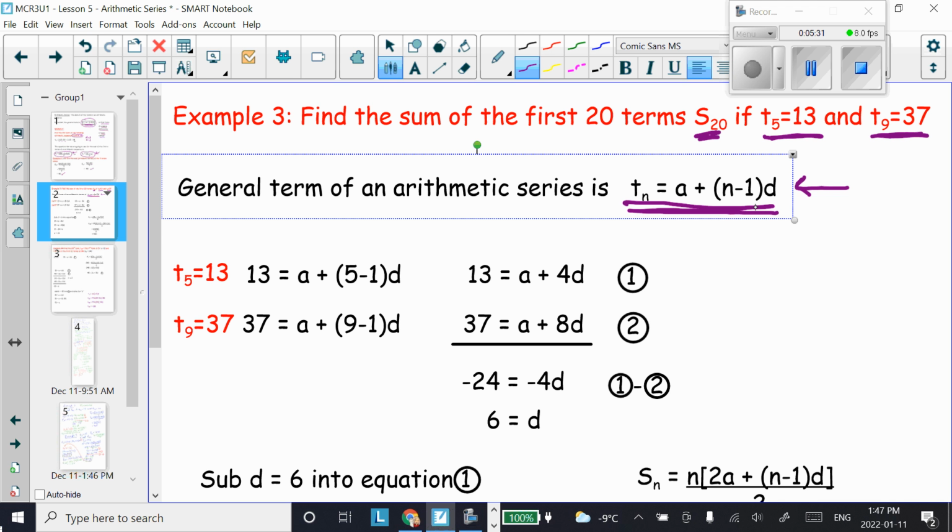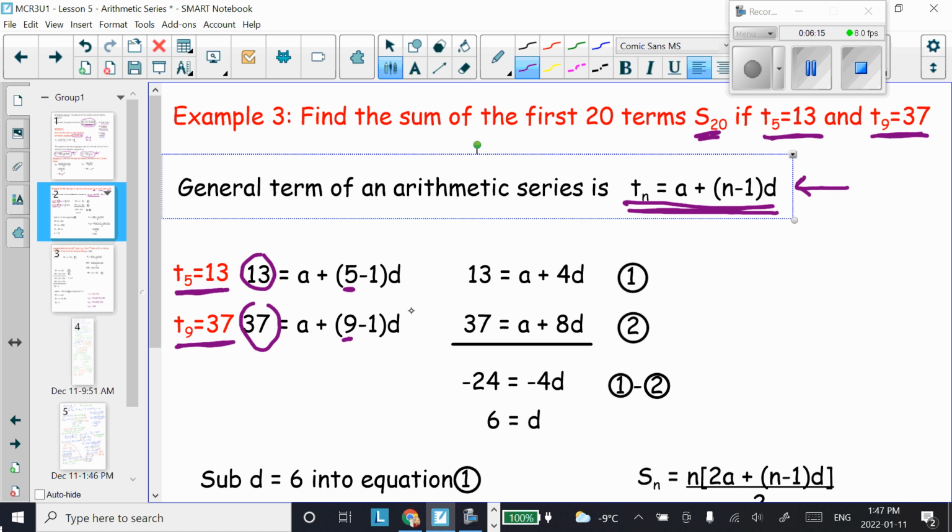So we can come up with 2 equations and then use them to solve for d and to solve for a, right? For d, we want to know what those numbers are increasing by. How quickly are they growing? And for a, we need to know what the first term is. That's what I did over here, using the information that the 5th term is 13 and that the 9th term is 37. You can see that I've replaced my n with 5 and 9, and I've replaced Tn, or T5 and T9, with 13 and 37.